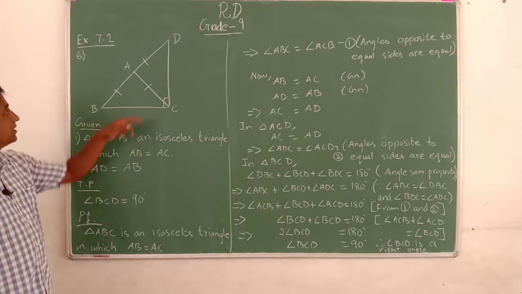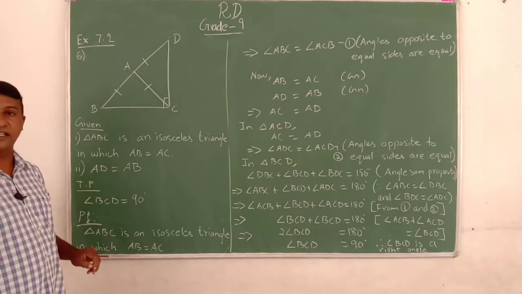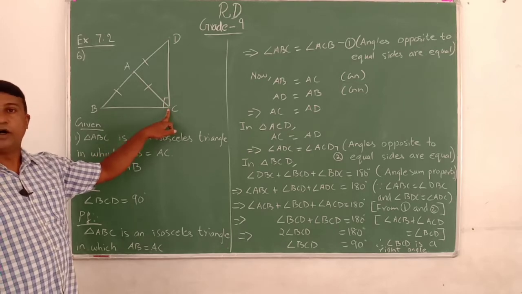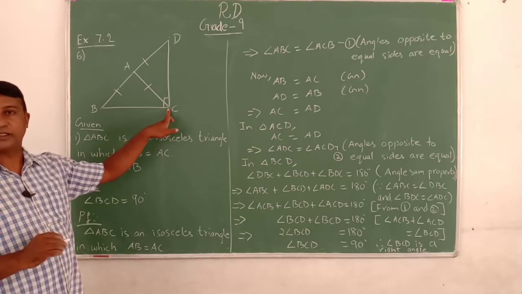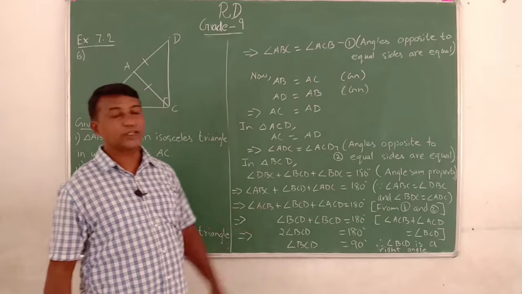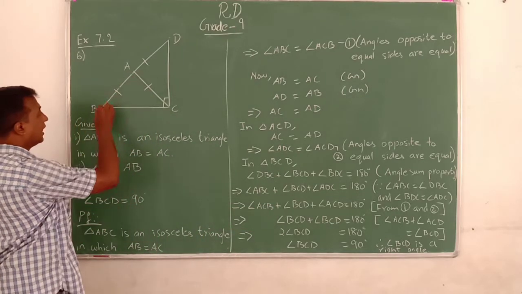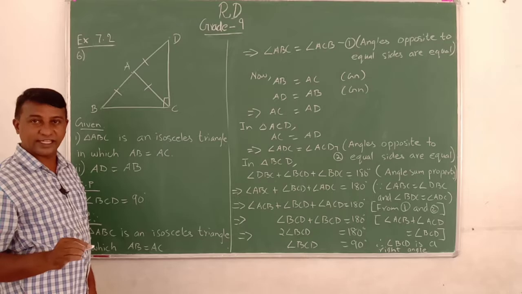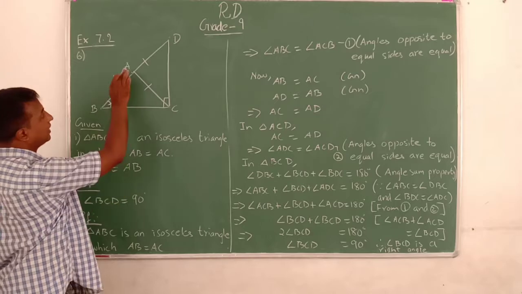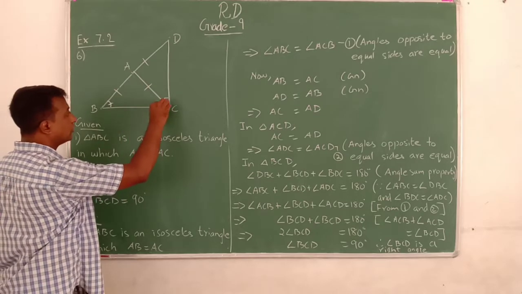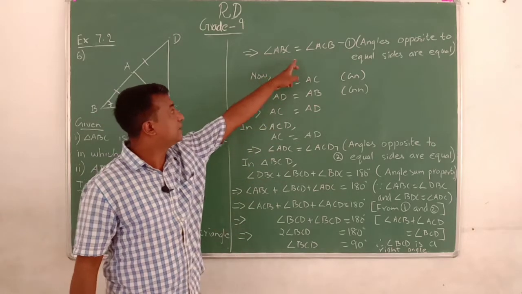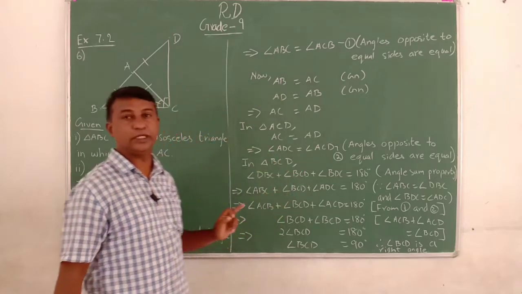In triangle ABC, since it is an isosceles triangle, AB equal to AC, these two sides are equal. What about the angles opposite to that? Angles opposite to that also will be equal. Reason: angles opposite to equal sides are equal. So since AB and AC are equal, angle ABC and angle ACB will be equal. So angle ABC equal to angle ACB, right?